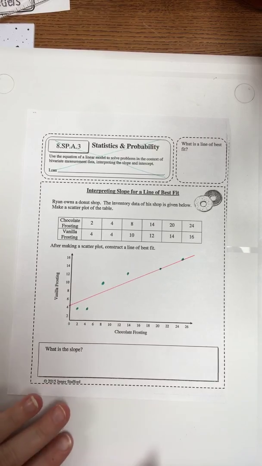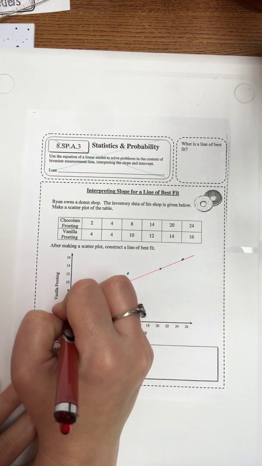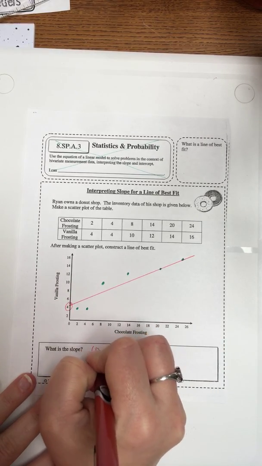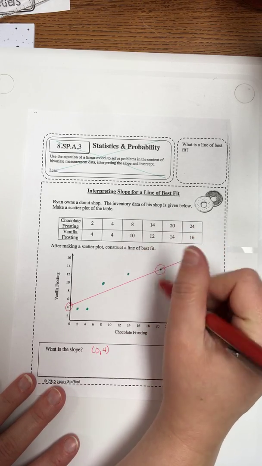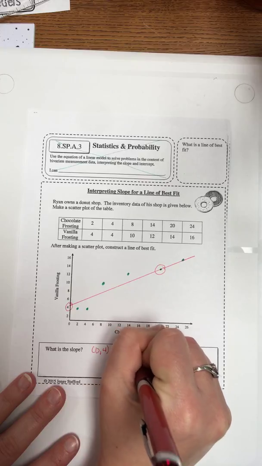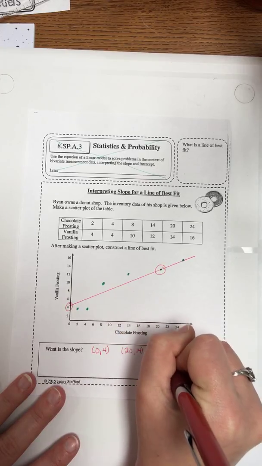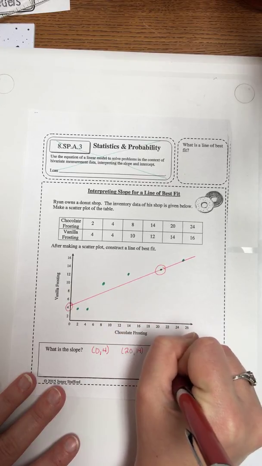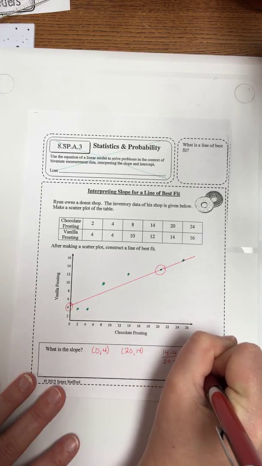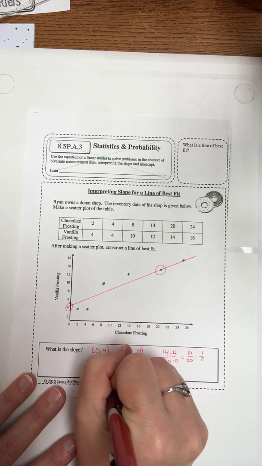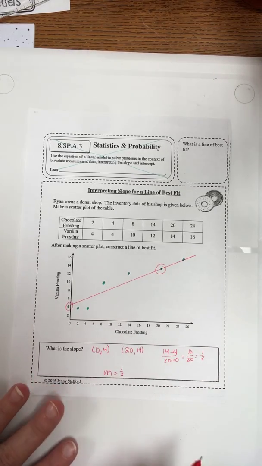So in order to find the slope, I do still need 2 points. I can use this point right here. I'm going to say that's 0, 4. And I'm going to use this point right here, which ended up being my 2014. Okay, y2 minus y1 over x2 minus x1 is going to give me 10 over 20, or 1/2. So I have a slope of 1/2.